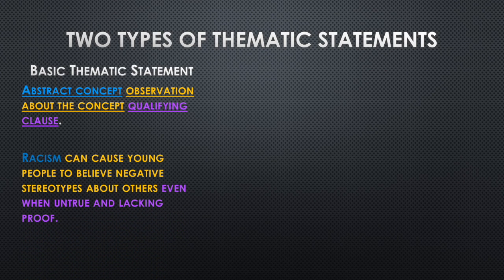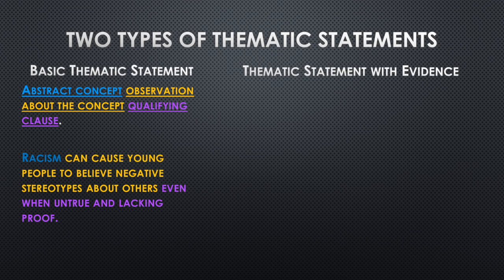And then here's an example that I wrote with some students the other day. We came up with racism as our abstract concept, and the text that we were working from helped us to determine that racism can cause young people to believe negative stereotypes about others, even when untrue and lacking proof. So we have our abstract concept as racism, we have our general observation, can cause young people to believe negative stereotypes about others. In this case, we changed the characters' names to young people so that it was more general, more broad, and we added the qualifying clause, even when untrue and lacking proof.